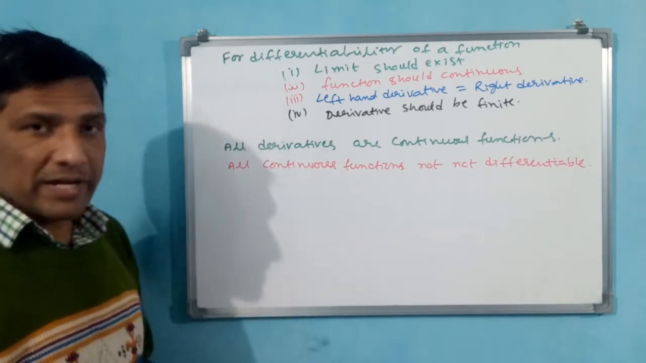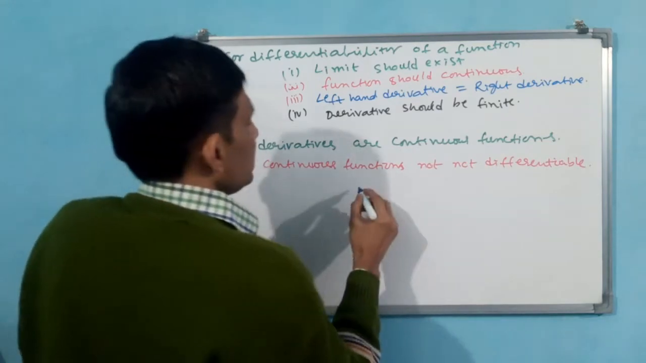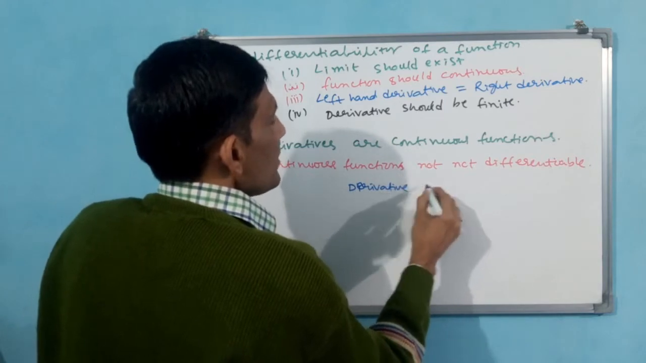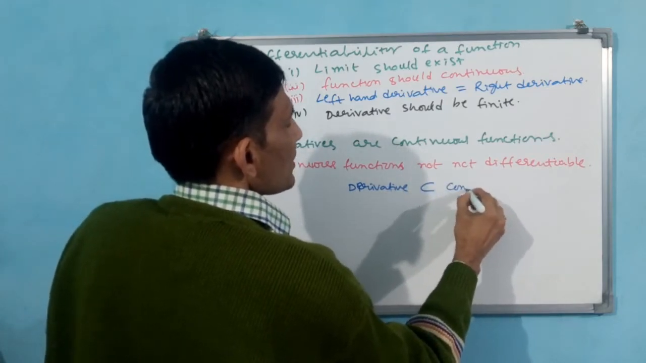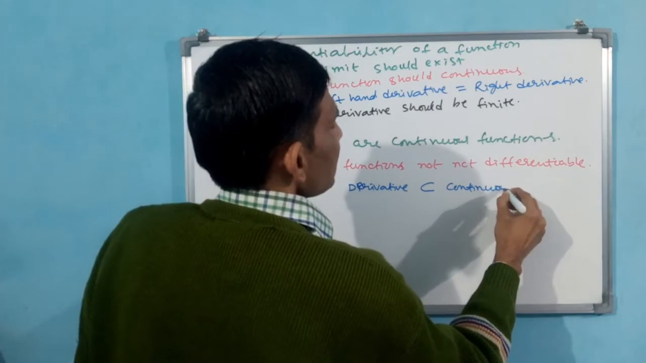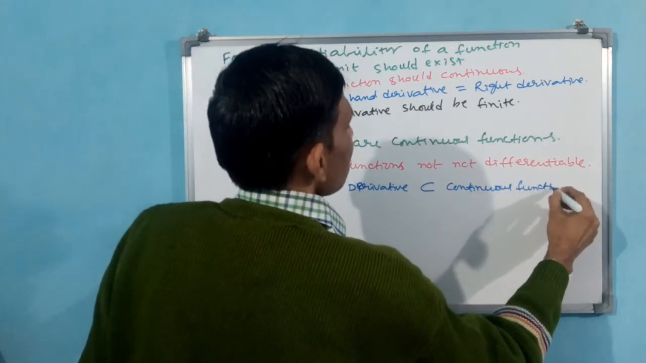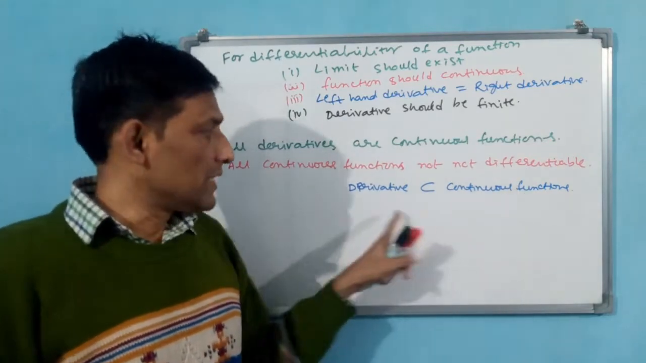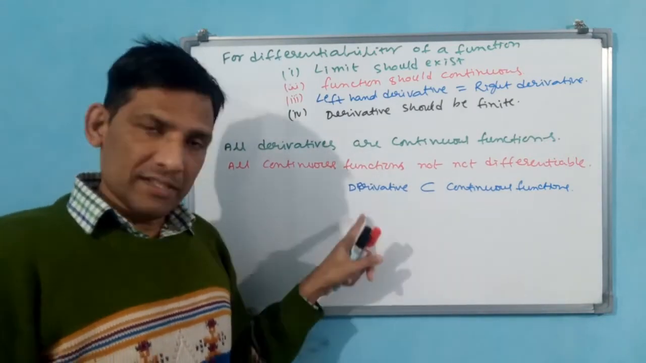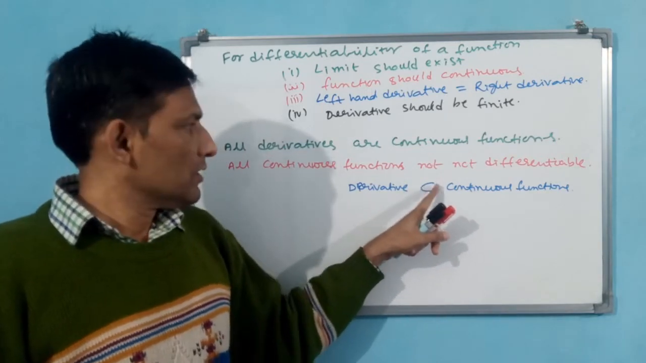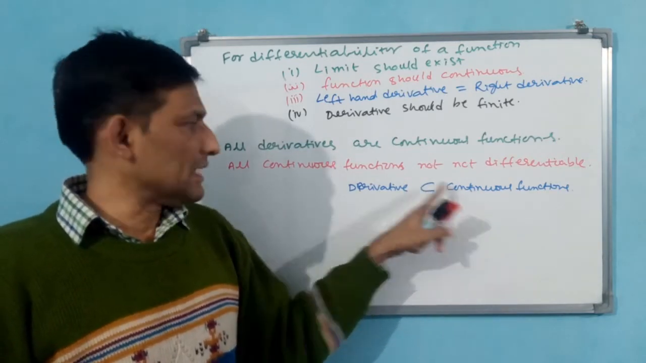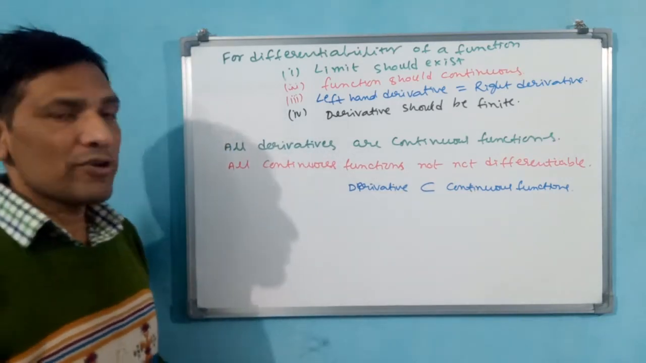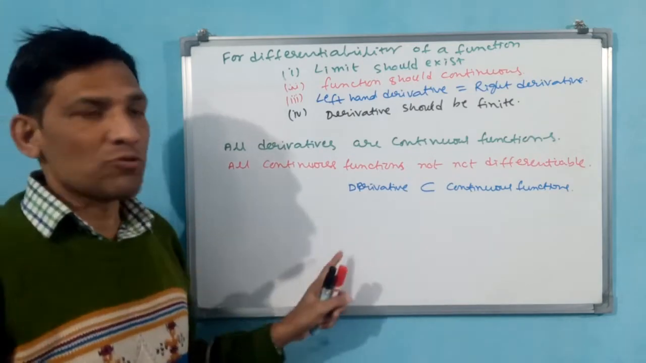For understanding's sake, I am writing this. You see what I am writing. Derivative is a subset of continuous function. Continuous function is bigger than derivative. Derivative is a subset, this is a subset only, no? The open side is the superset, this side is the subset. If you reverse it, continuous function is a superset of derivative.